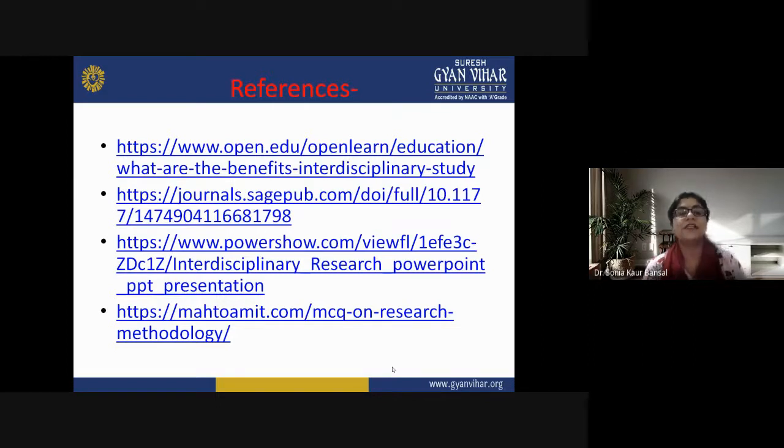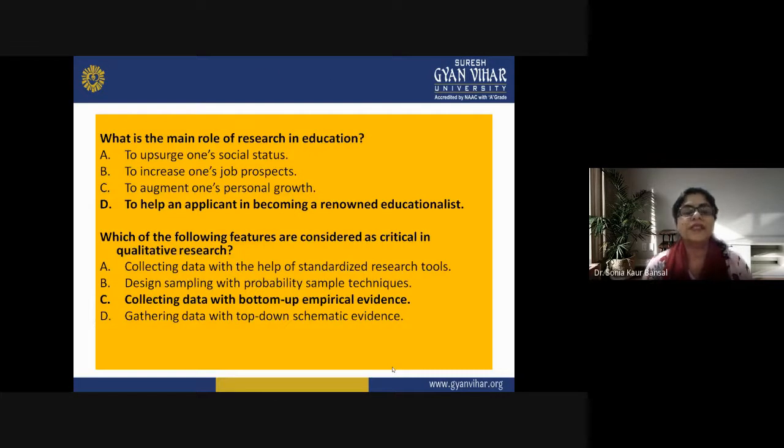Now this is the list of references, students, for your study purpose. And I really believe that you are going to study them and you will be revising well about the interdisciplinary approach. Now let's have a look at the MCQs which I have prepared for you. These are MCQs related to the interdisciplinary approach as well as general research-related MCQs.